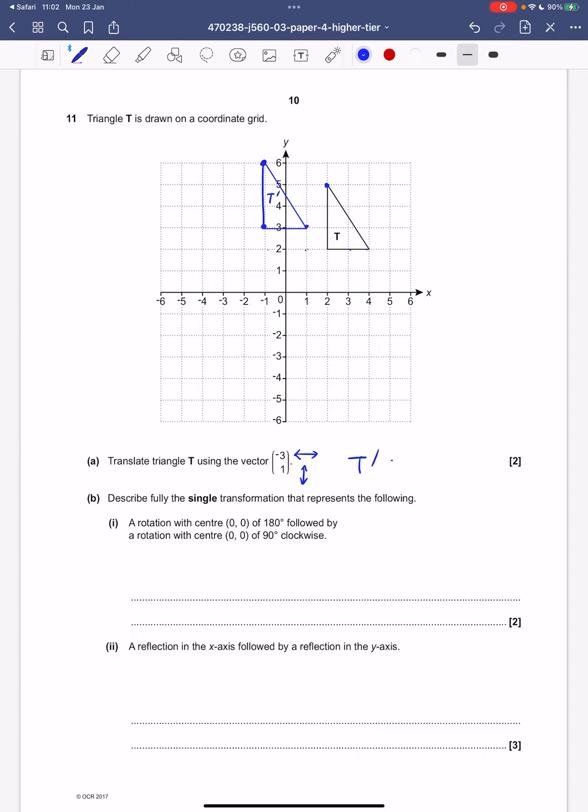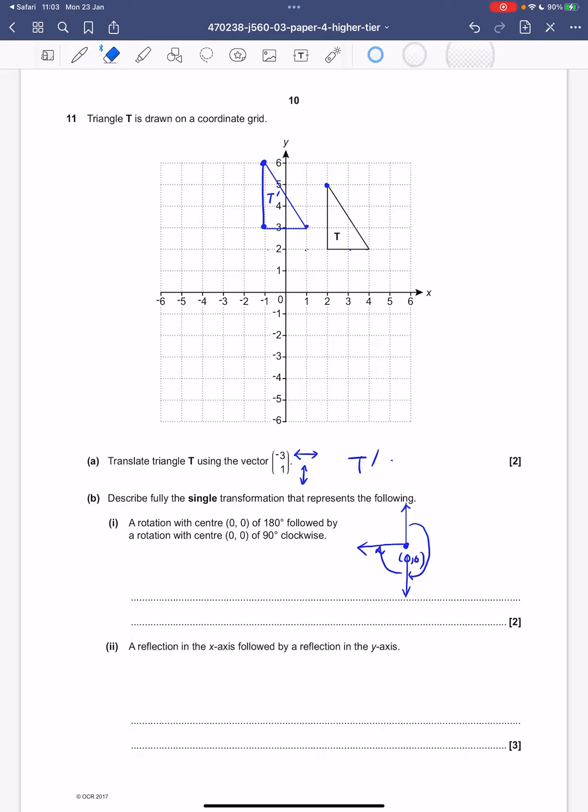Describe fully the single transformation that represents a rotation with centre 0, 0 of 180 degrees, followed by a rotation with centre 0, 0 of 90 degrees clockwise. Well, do you know, if we're going to call this 0, 0, just imagine if we've got something that's a rotation of 180 degrees, so it's going to go around to there, followed by a rotation clockwise, that's clockwise there.